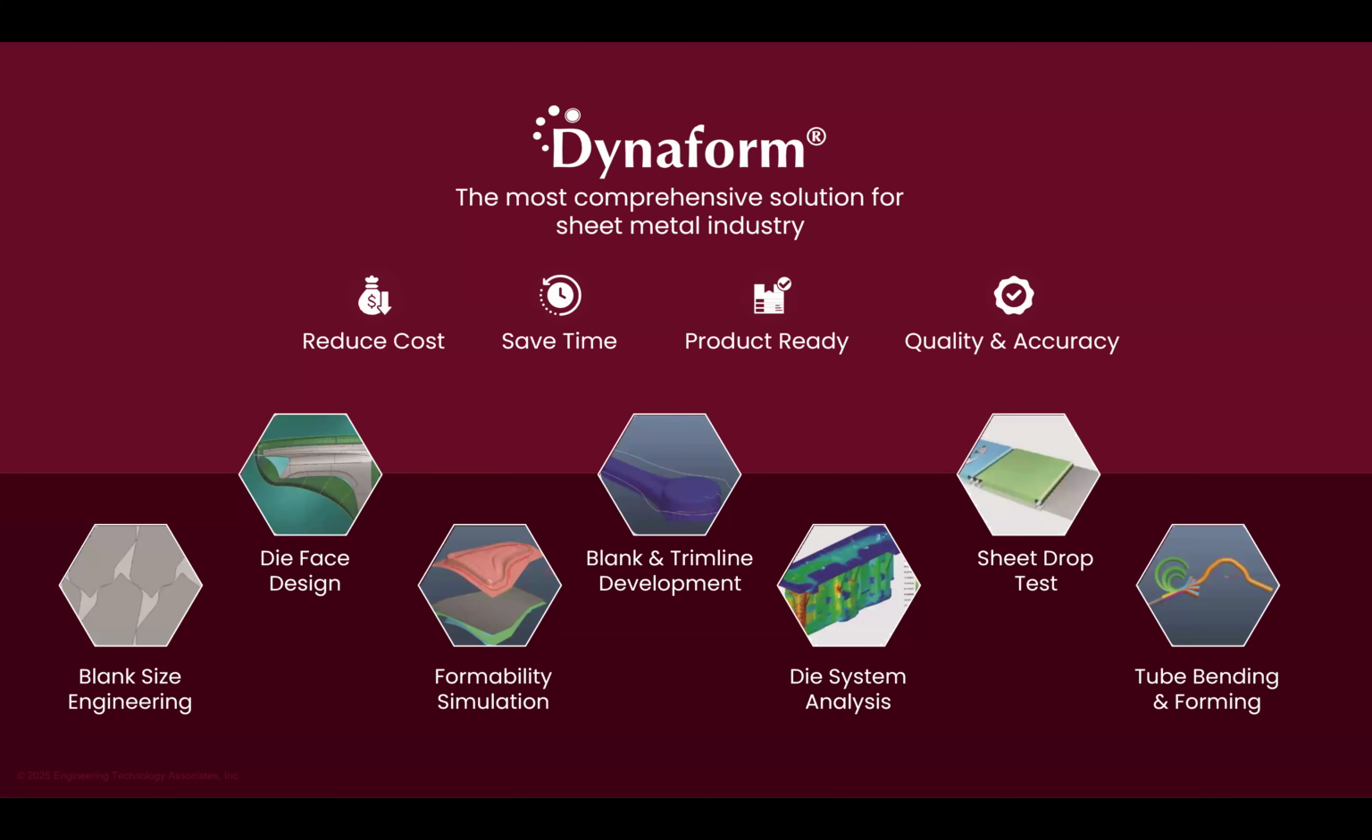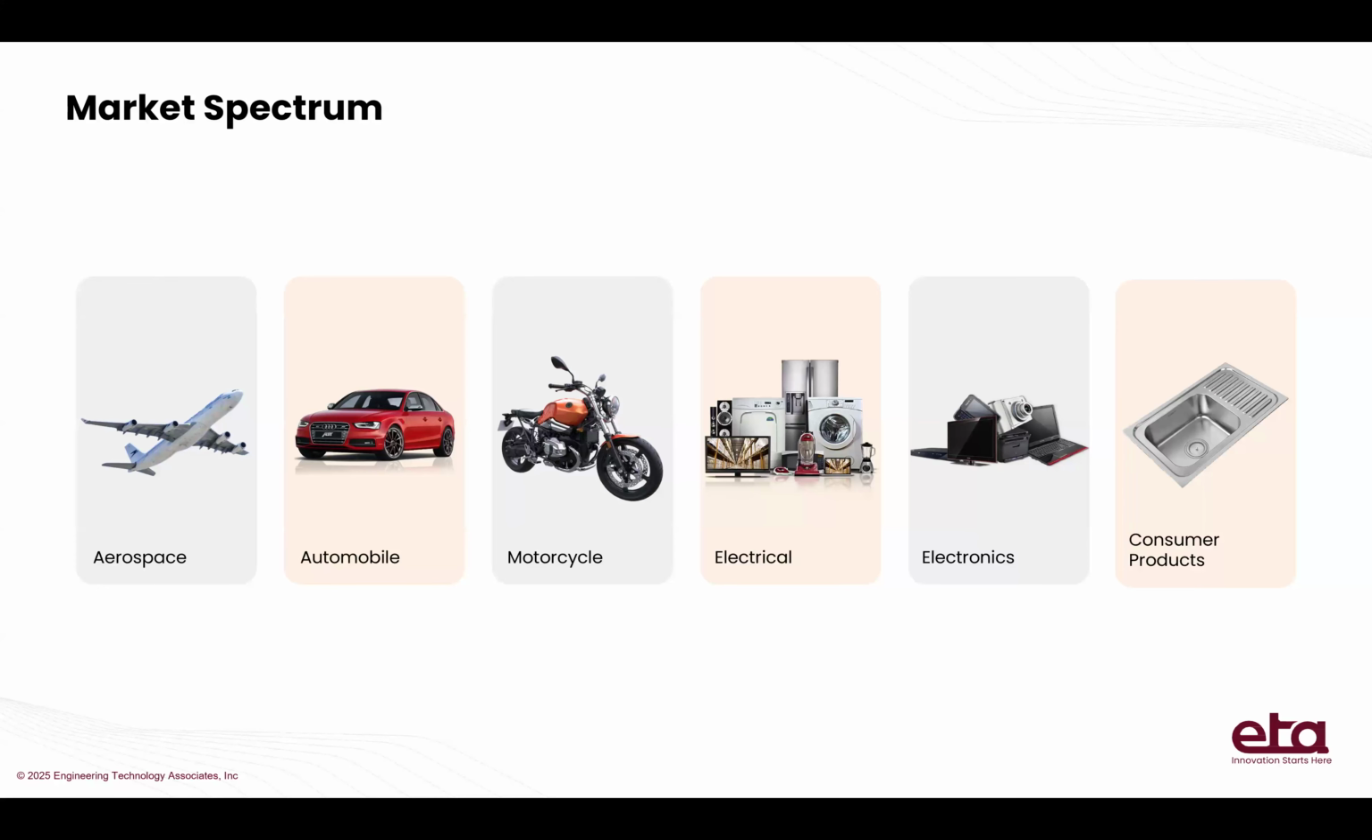Dynaform is a complete end-to-end stamping simulation platform. It can help you finish your work with reduced cost and time saving, but still with high quality and accuracy. Our markets include automotive, aerospace, electronics, and consumer products. Wherever sheet metal forming is critical, Dynaform provides measurable savings in material waste, tooling loops, and time to market.